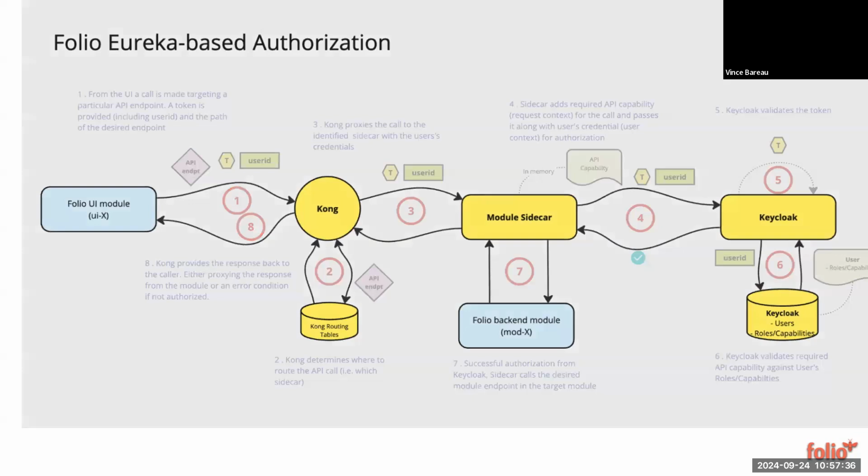And again, simplifying that, it's much more linear. So we have a UI module that wants to talk to the backend module down here. You call the gateway, it checks its routing tables, and calls the appropriate sidecar. The sidecar talks to Keycloak, does whatever it needs to do, makes the call, and proxies it back. So it's a much more linear workflow for authorization this way.